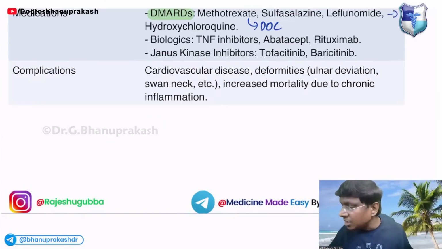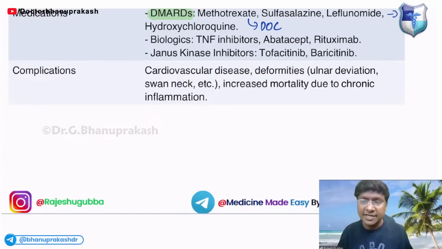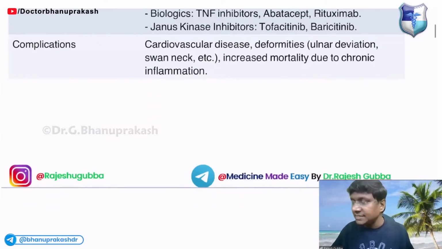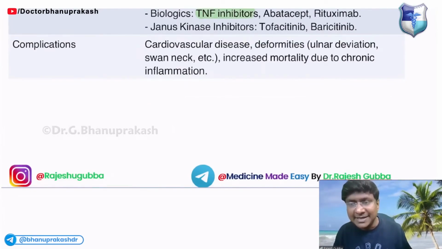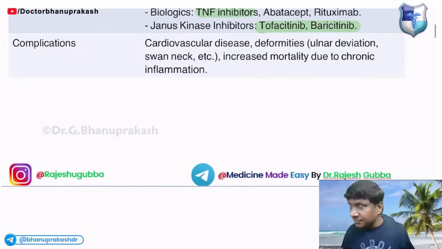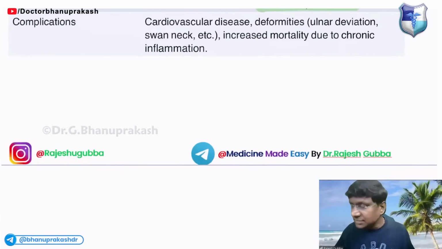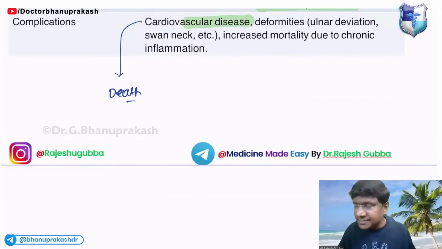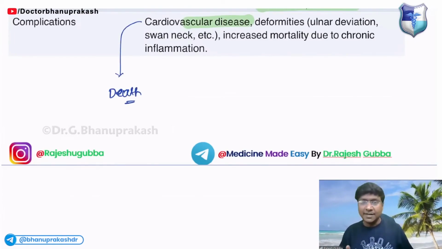And these are non-biological DMARDs: methotrexate, sulfasalazine, leflunomide, and hydroxychloroquine. And what are the biological DMARDs? The biological DMARDs will be the TNF-alpha inhibitors, abatacept, rituximab, and Janus kinase inhibitors, that is tofacitinib and then baricitinib. These two are Janus kinase inhibitors, right? And we were discussing the complications, that is cardiovascular disease. If at all there is death in patients with rheumatoid arthritis, it is mainly because of the cardiovascular abnormality.